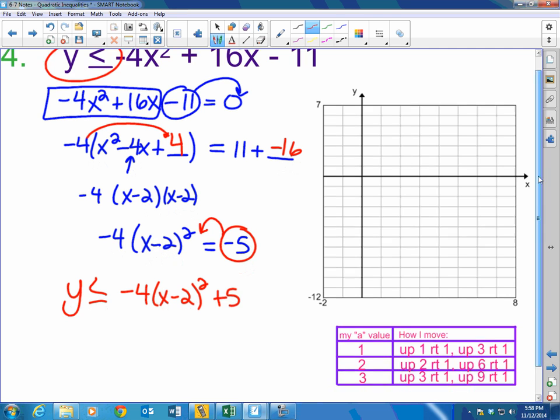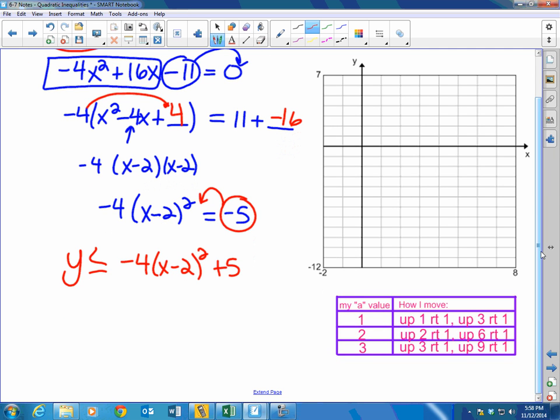This is in vertex form now. My vertex comes from here. This is my x-coordinate. This is my y-coordinate. Remember, the one that's in parentheses, the sign gets switched. So my vertex is actually 2, 5. Okay, so I'm going to graph that vertex, 2, 5, which goes right here. Then I can see because my a value, which is right here, is negative, it's going to be a parabola that opens down. And my a is -4.